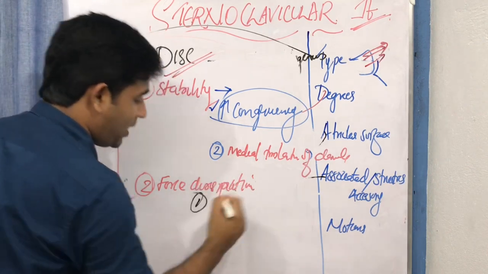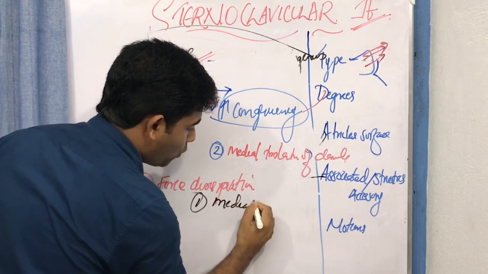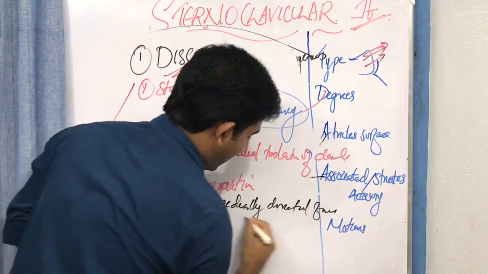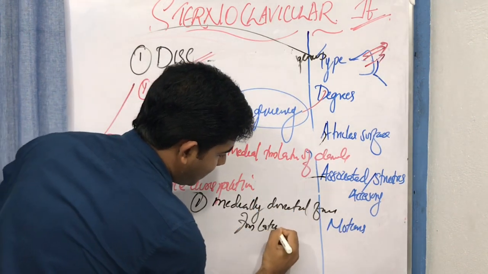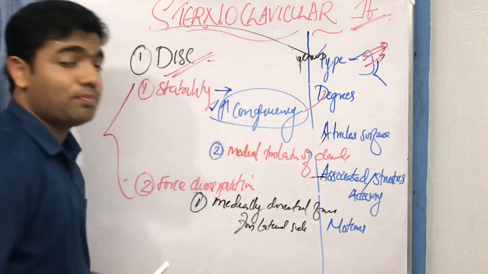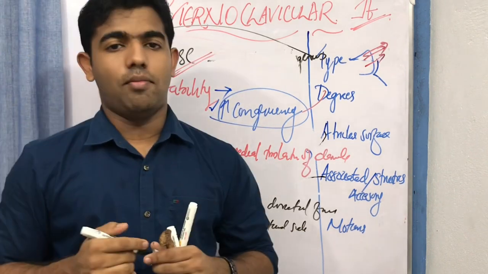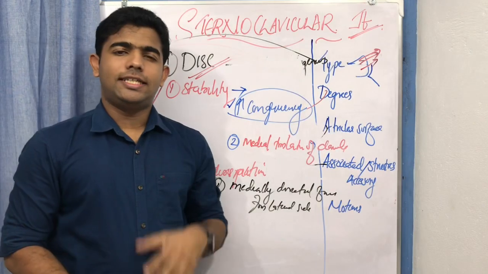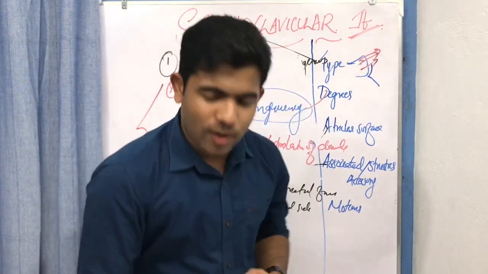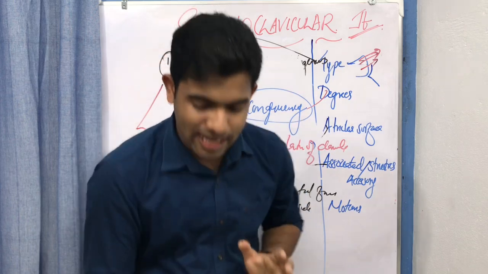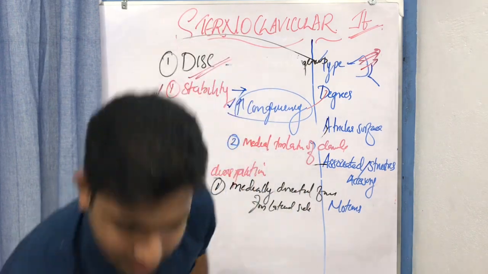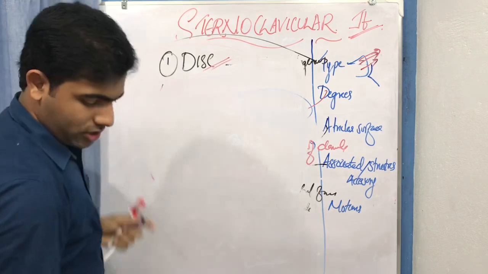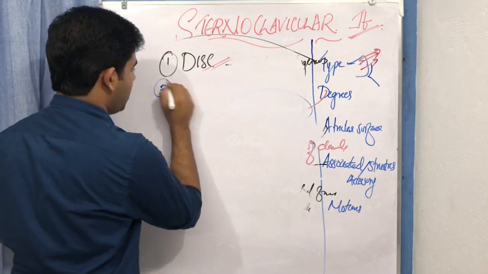It helps in dissipation of a medially directed force from the lateral side, and thus prevents excessive joint compression. The disc also has one peculiar function at the time of motion. That is, the disc behaves in a peculiar manner during motion. The function of the disc during motion.